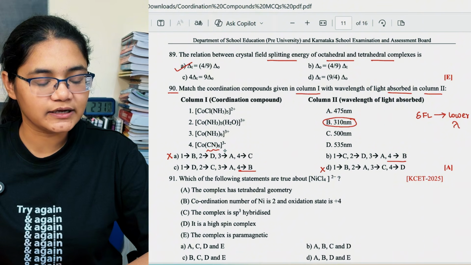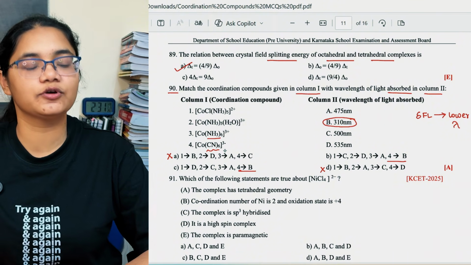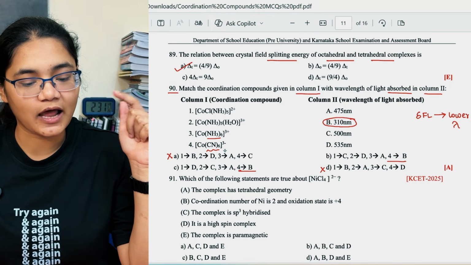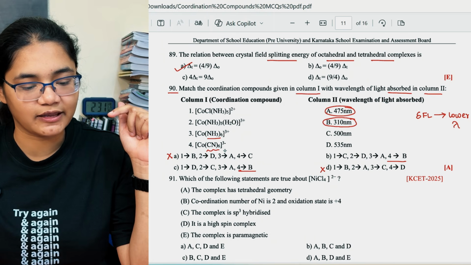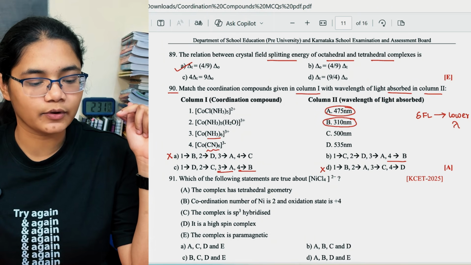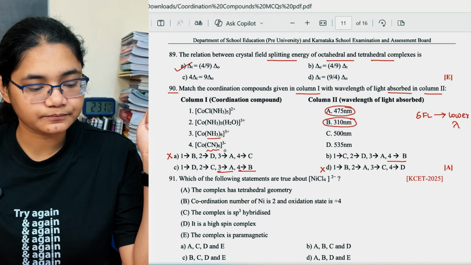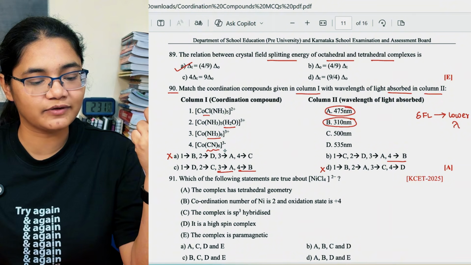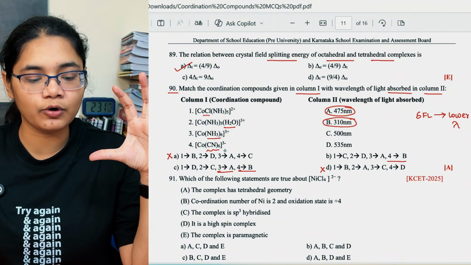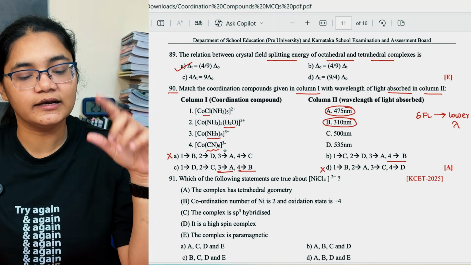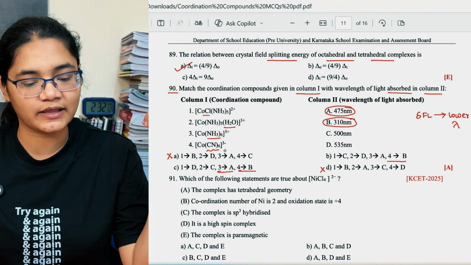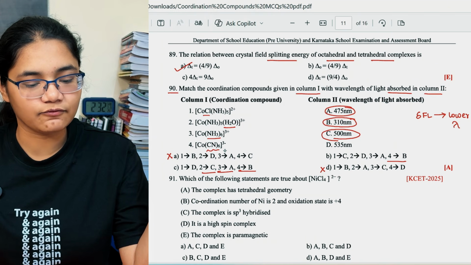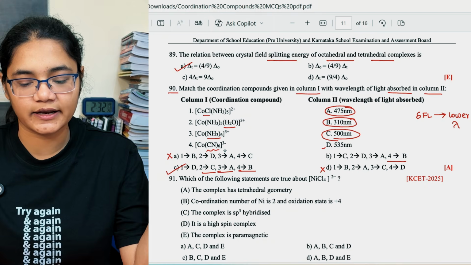Now next one is where purely NH3 is there. So the next strongest ligand here is 6NH3. It will absorb the least one here after 310, which is 475. So 3 has to be A here. Now coming to this one, if you see here H2O and Cl. H2O is a stronger field ligand because 5NH3 is constant. So here splitting will be more, and this will be absorbing light of the lower wavelength out of these two. So that will be your 500 nanometer. So 2 will be C and then 1 will be D. So option number C is the correct answer.